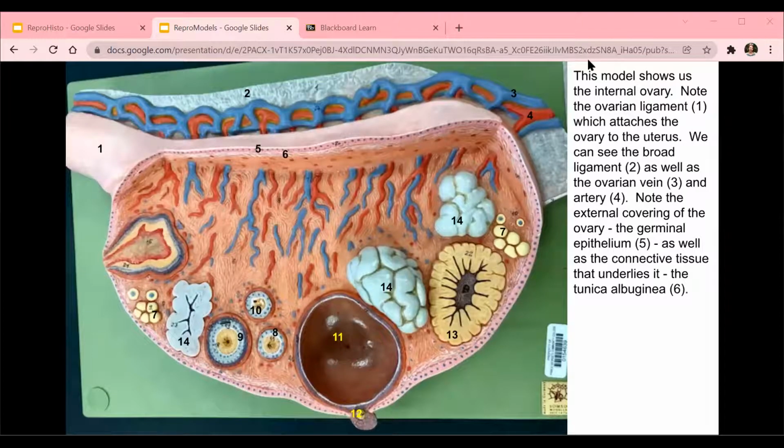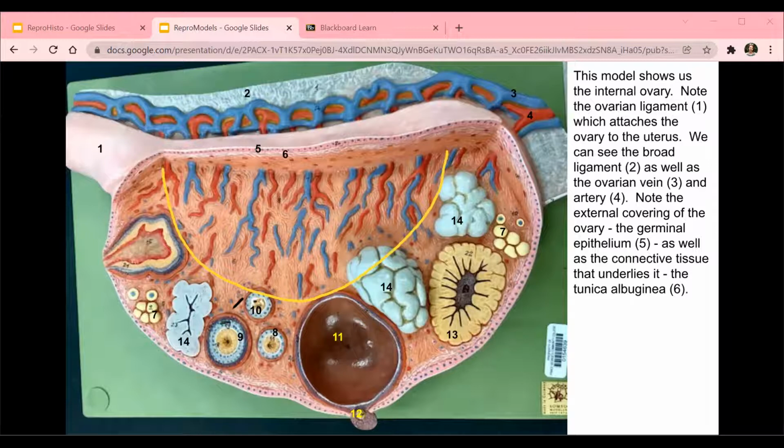Okay, I go back to this picture. This is the model of the ovary. In this model, you can see some structures. First, you have the ovarian ligament, which attaches the ovary to the uterus. You can see broad ligament here. The ovarian artery and the ovarian vein are located here. You can see the tunica albuginea, and on the surface of tunica albuginea, you have the germinal epithelium. And this is the internal part of the ovary. In this internal part, you have the cortex around and the medulla in the center.